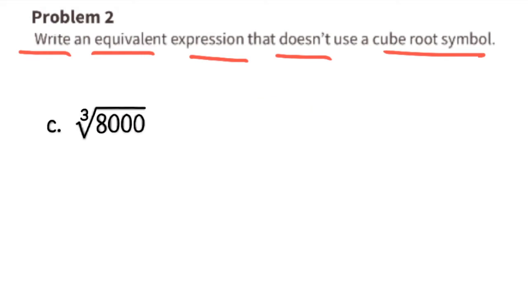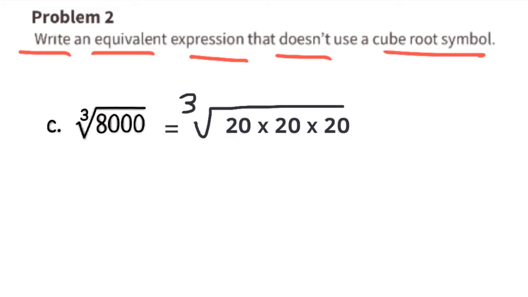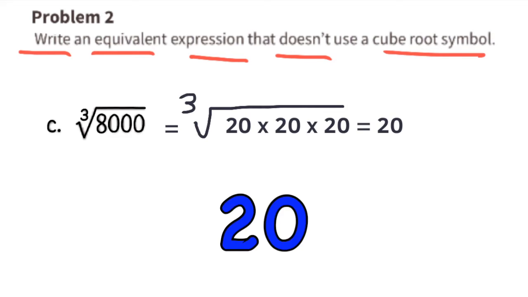C. The cube root of 8,000. What number times itself 3 times equals 8,000? Since 20 times 20 times 20 equals 8,000, then the cube root of 8,000 can be expressed as 20.